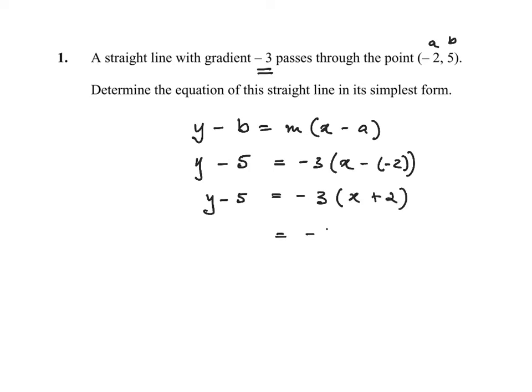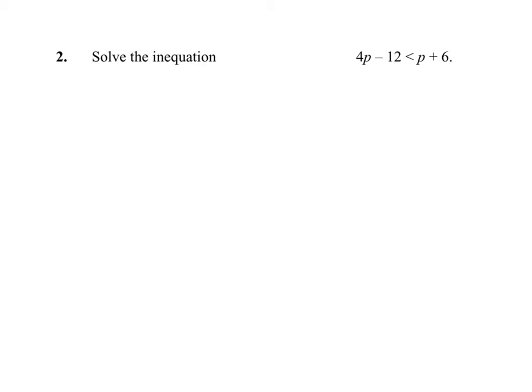If we expand the bracket here, minus 3x minus 6, and add 5 to both sides. And the final answer then is y equals minus 3x minus 1. Nice simple inequation to solve.